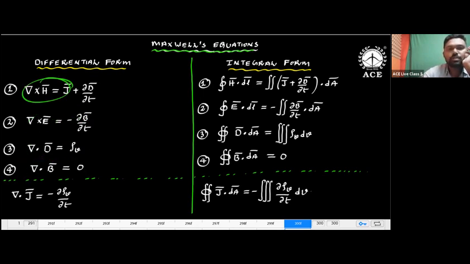What was the contribution of Maxwell, beta? The contribution of Maxwell is this one. He has just introduced the concept of displacement current, and he has named all the four equations as Maxwell's equations. Is it not cheating?